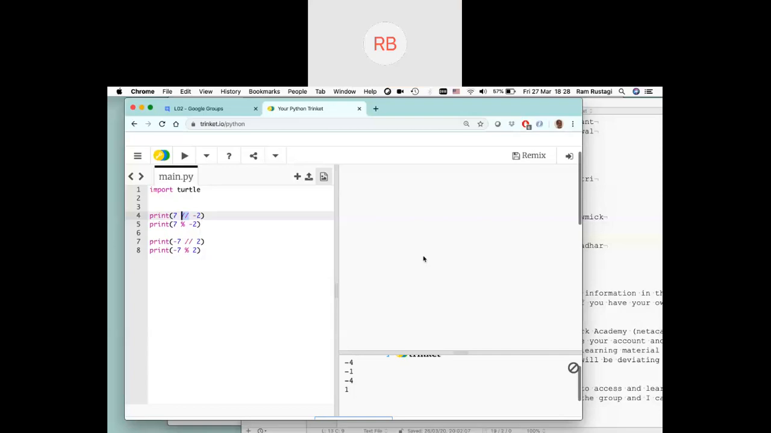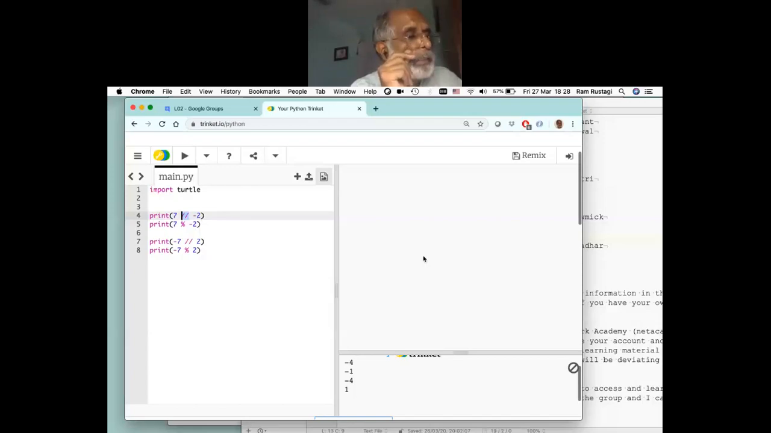Sorry, did I make a mistake there? One minute. Yeah, sorry. In Python, the sign of the remainder is the sign of the divisor, not the dividend. Sorry, I made a mistake. In Python, the sign of the remainder is the sign of the divisor, whereas in Java, you'll find it is the sign of the dividend.